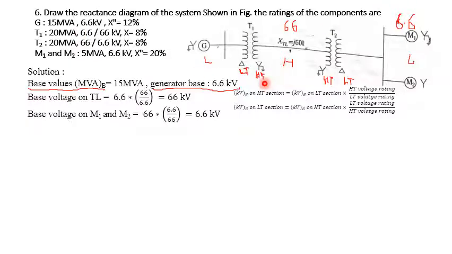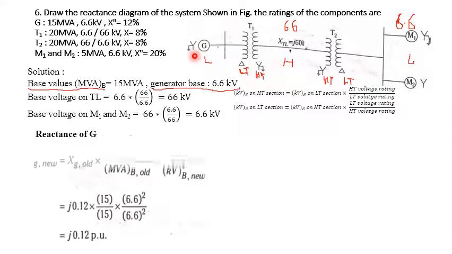Why is it required? Because we have chosen 15 MVA and 6.6 as the base. If there is a difference, then the ST rating and LT rating of the motor and the transmission line values will change. Okay, let's see. The first thing is we have to calculate the reactance of the generator. We know the equation.